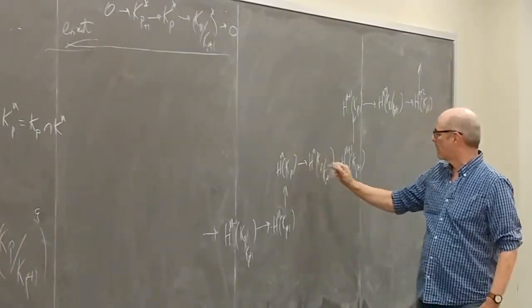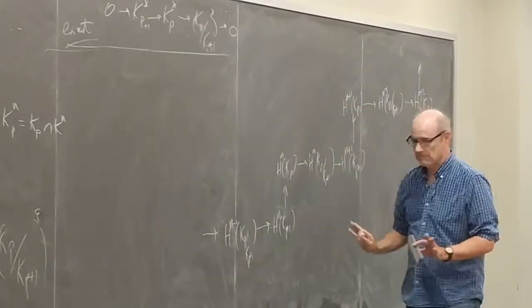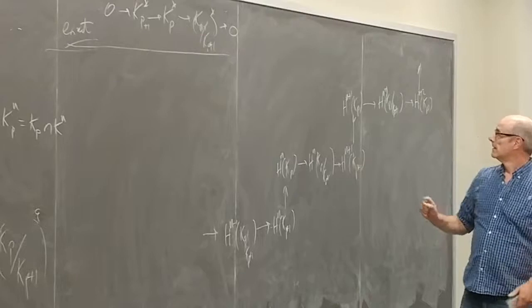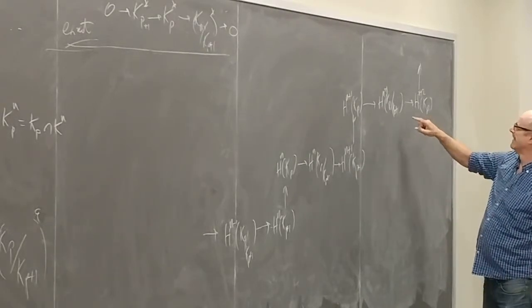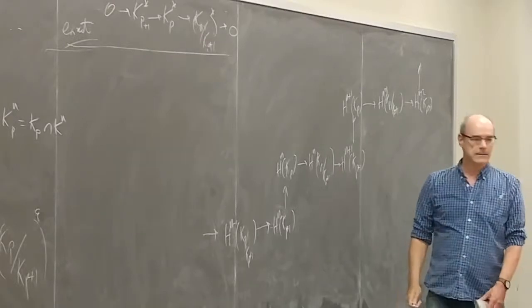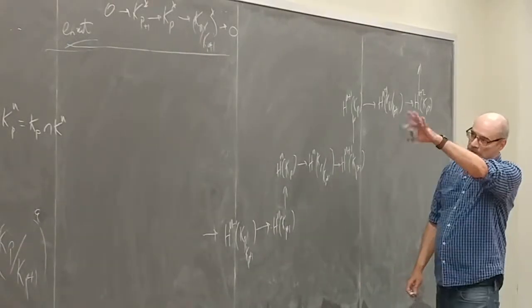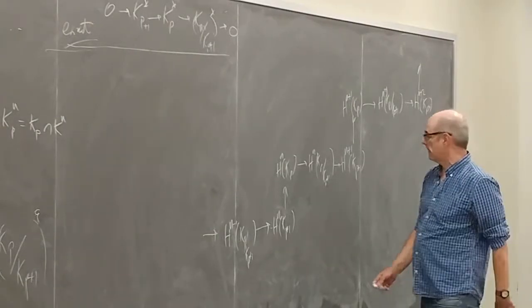P plus 1, the quotient. Okay, this looks okay. The top right should be a KP plus one. Okay, all right, so that's one of them, but there's one of these for every P.